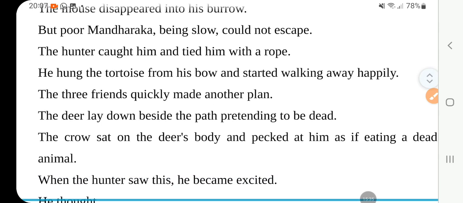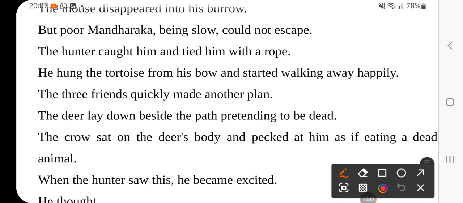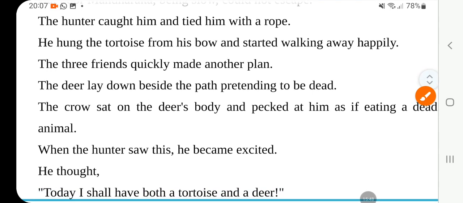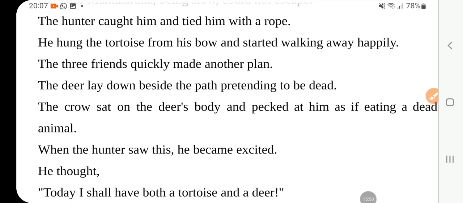But poor Mandarka, being slow, could not escape. The tortoise could not escape because he could not run like the others. The hunter caught him and tied him with a rope. He hung the tortoise from his bow and started walking away happily.